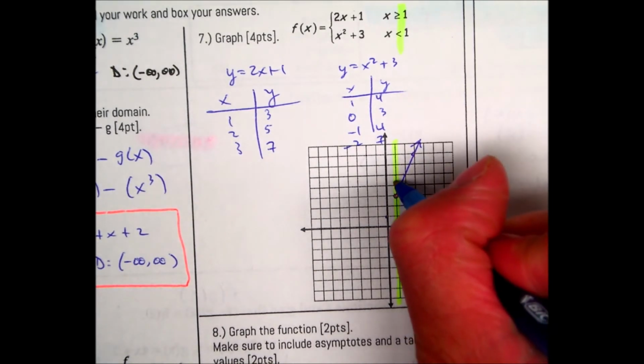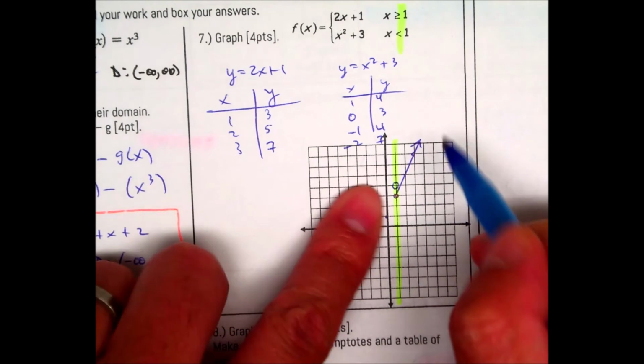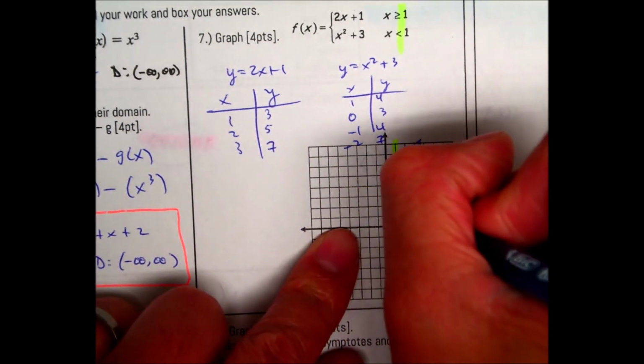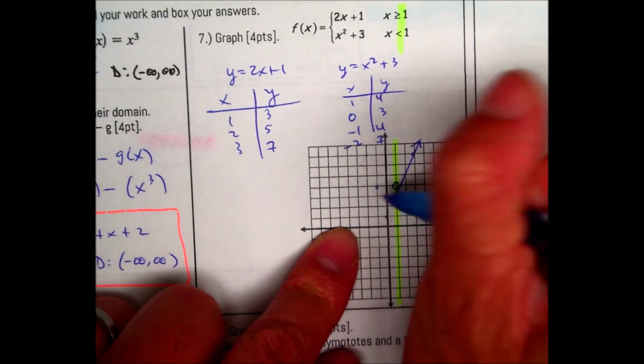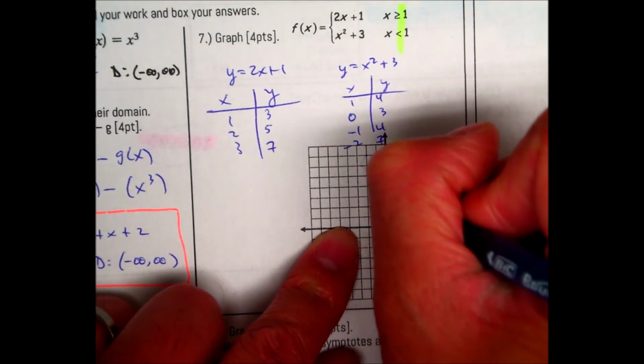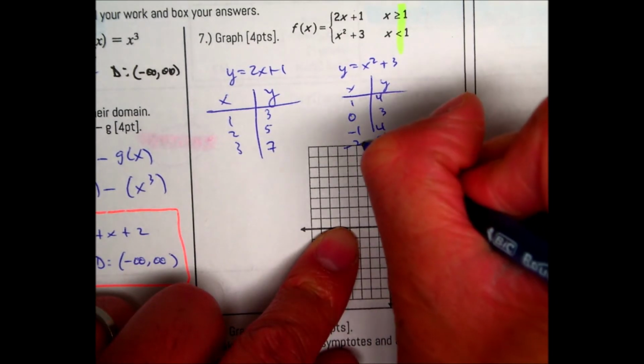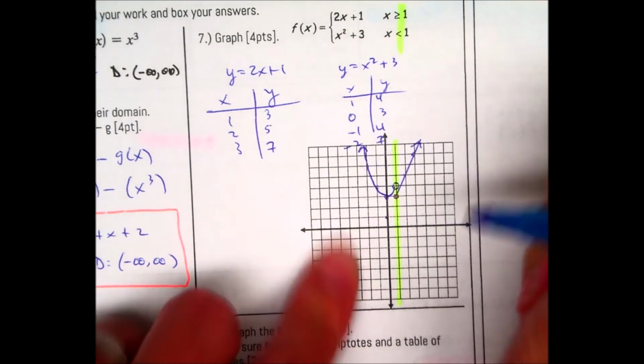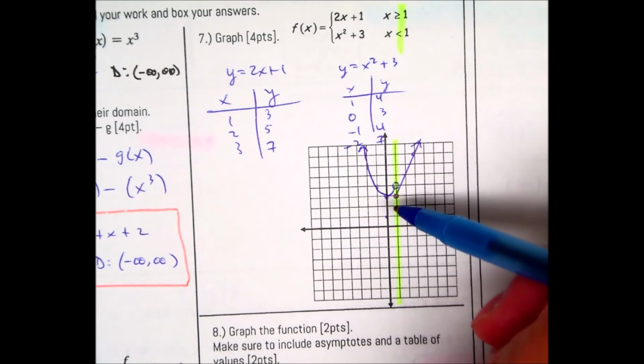So here it's going to be an open circle. The reason why it's an open circle is because it has a less than sign. 0, 3, negative 1, 4, and negative 2, 7. So my graph's going to look something like this. And basically those are not touching. Okay?